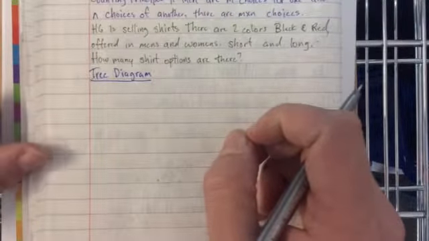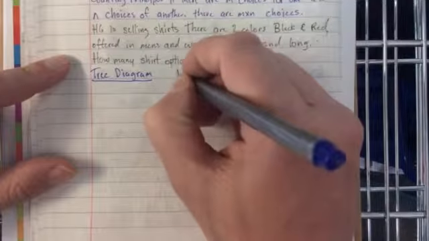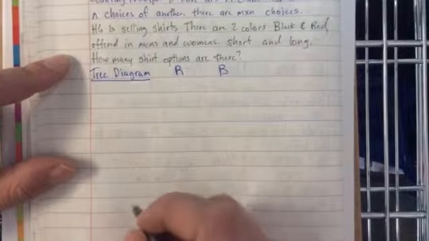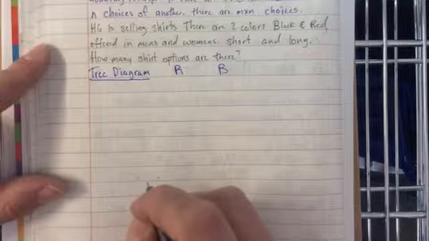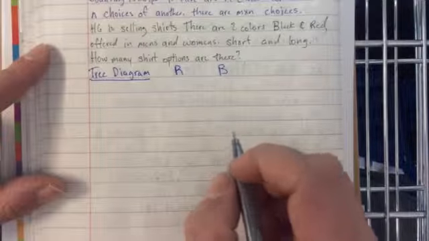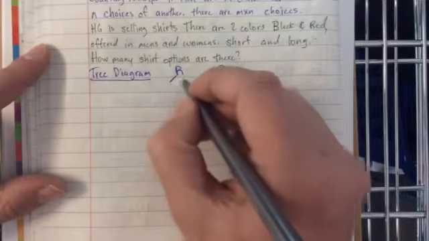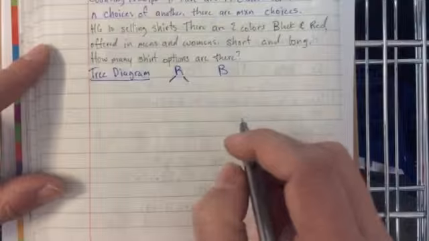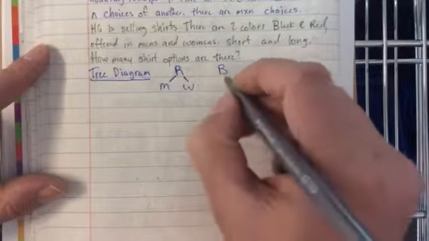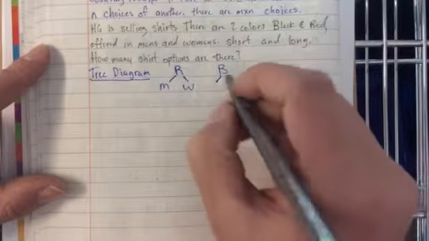So the types of shirts that we have. We have a red shirt and a black shirt. Those are our first two options from our problem, correct? Yeah. So we have two options off of that, men's and women's, right? So we have men's and women's for both red and black shirts.